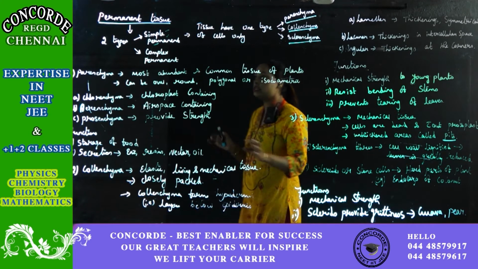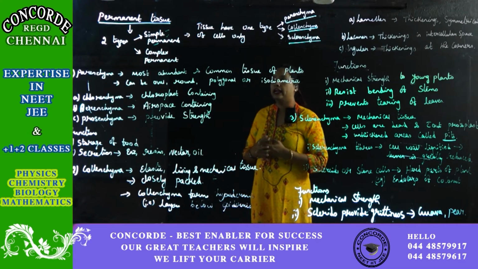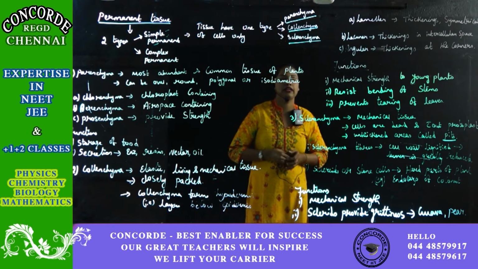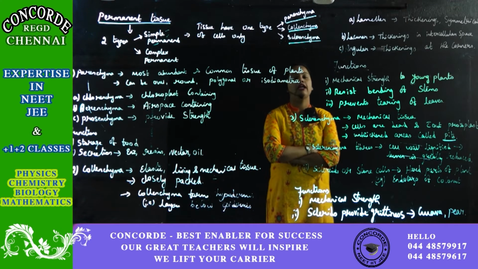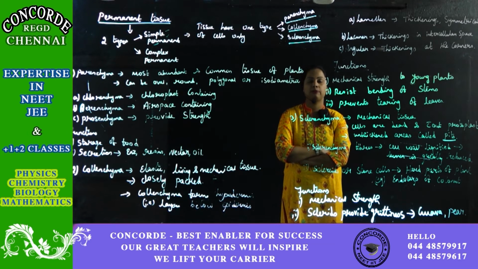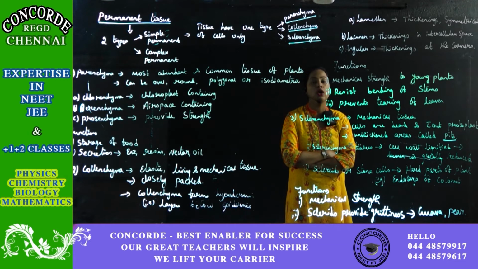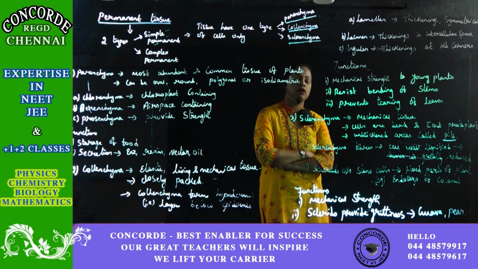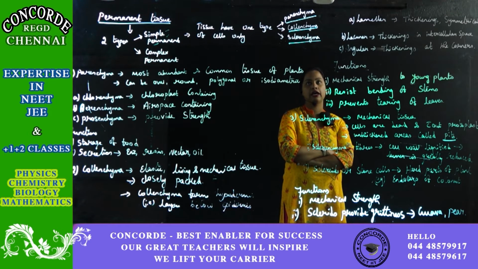Okay, so this is about the permanent tissue. Again, I'll repeat, permanent tissue is the tissue which is permanently present in the plant. It has two types: simple permanent and complex permanent. Simple permanent has only one type of cell inside the tissue, and there are three types of simple permanent: parenchyma, collenchyma, sclerenchyma.